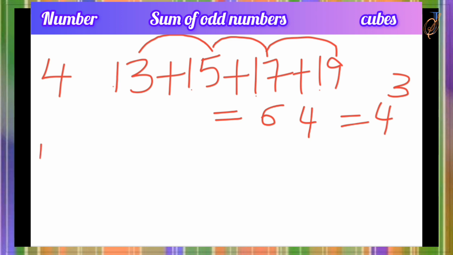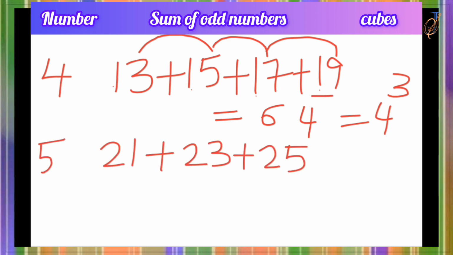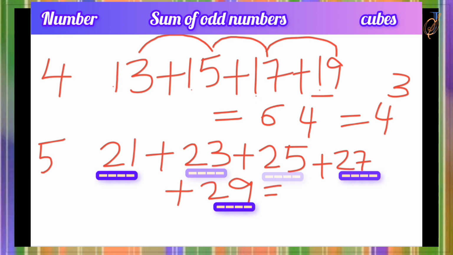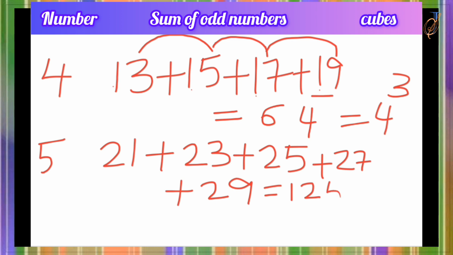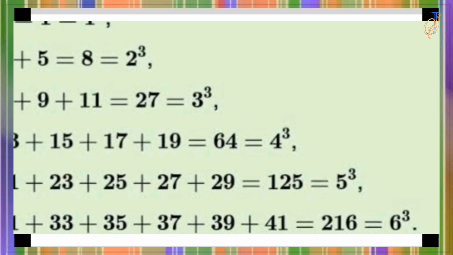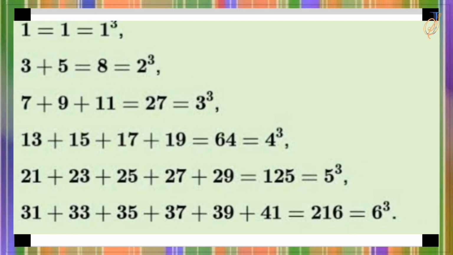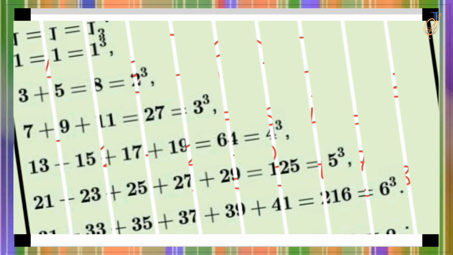Then take number 5. So 21, 23, 25, 27, then 29. So 1, 2, 3, 4, 5. So 5 odd numbers. Add these. You will get 125, which is 5 cube. You can continue this pattern for the remaining cube numbers. So like this way you can find cube numbers. So this sum of odd numbers will help you to find the cube numbers. Thank you for watching.